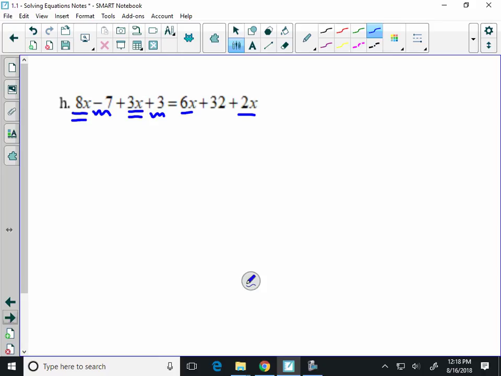Okay? And whatever's on the left you combine, whatever's on the right you combine. Keep them separate still because you have that equal sign. So we're just going to combine the 8x and the 3x together. 8x plus 3x is 11x. And you combine the negative 7 and the positive 3 to get negative 4. And then combine your 6x and your 2x to get 8x. And then drop down that 32.